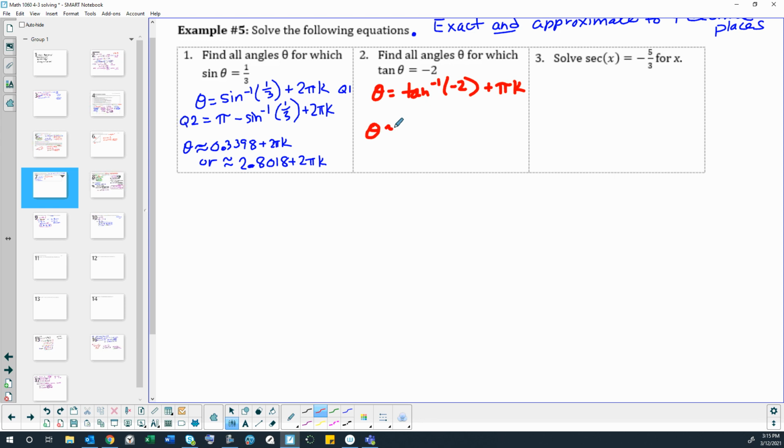So the approximate answer would be, let's throw this in a calculator, inverse tangent of -2. So that would be a quadrant 4 angle of negative 1.1071 plus values of pi k. If you'd rather not start with a negative angle, you could always add pi to that to begin with and start with a quadrant 2 angle instead.